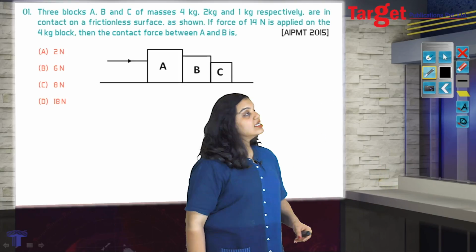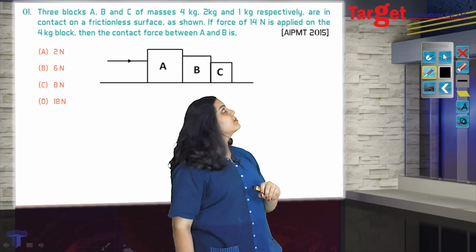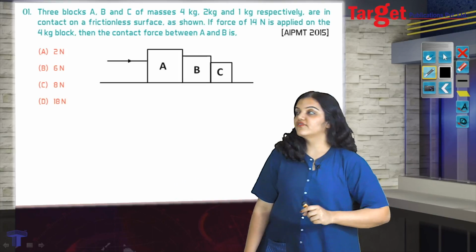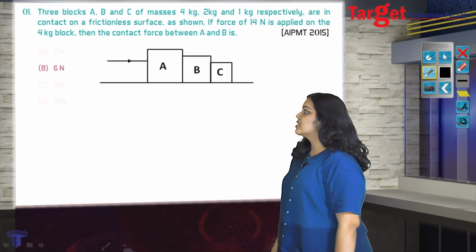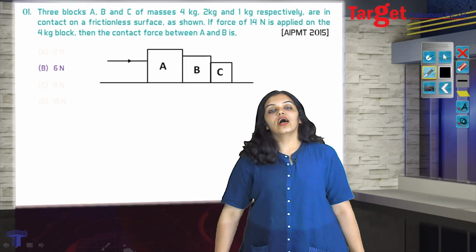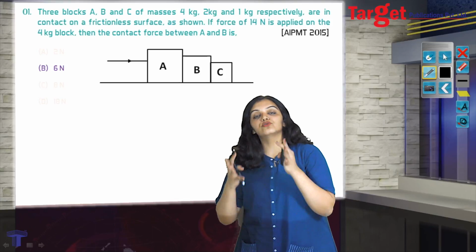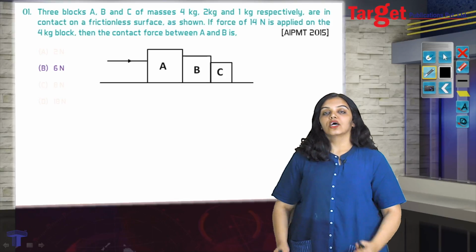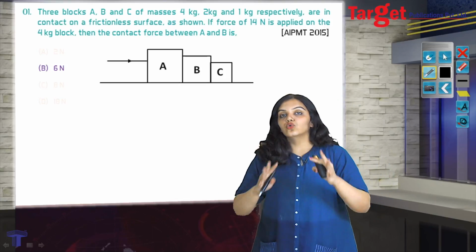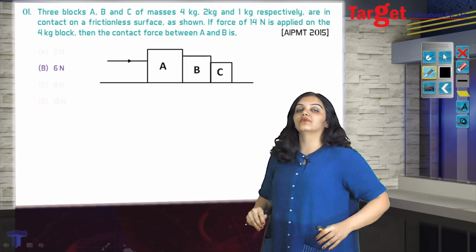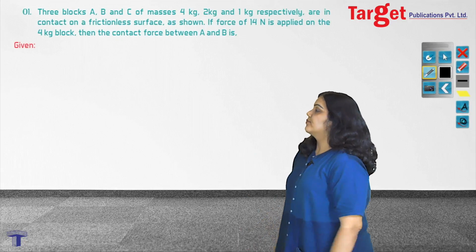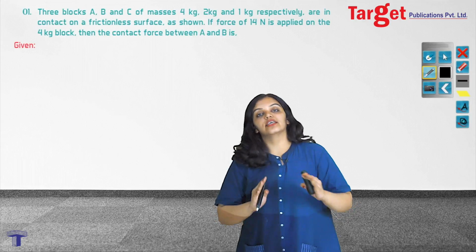As you can see, this is a sum that has appeared in the examination AIPMT 2015, and the answer to this comes out to be 6 Newton. So our goal is not only to understand how the answer is 6 Newton, but to see how to apply the concepts of laws of motion to the problems that we will solve in this chapter. So let's begin. Let's see first what we are given.